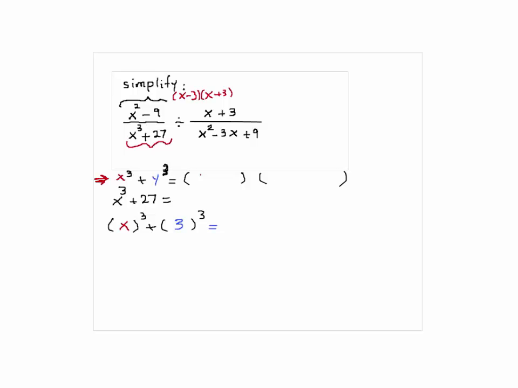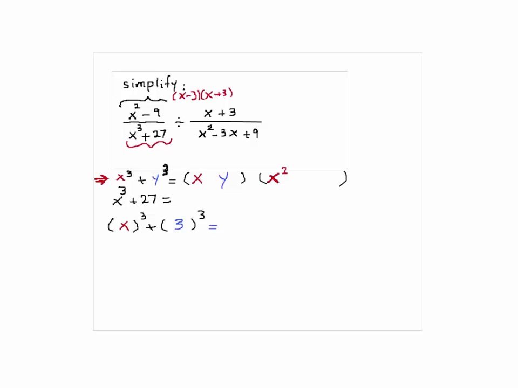Okay, Brian, can you help us here? What do you think? Tell me the formula here, Brian. A plus b times a squared, or x plus 3 times x squared minus 3x plus 9. Okay, well, I was more looking for the general form.